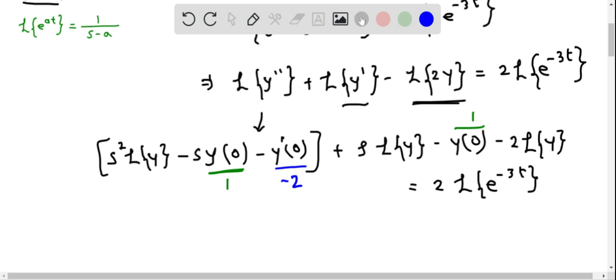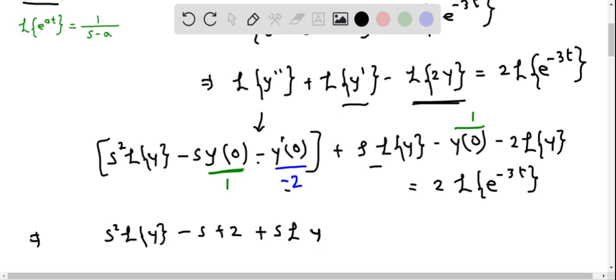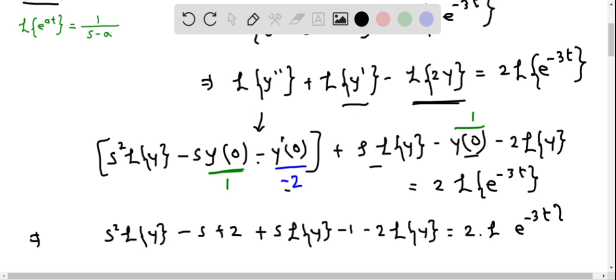So let's simplify. So this implies we have the first term as s squared Laplace transform of y. And then s times 1 is negative s. Then negative of negative 2 is positive 2. Plus we have this term s times Laplace transform of y, and then this is replaced as 1, so it becomes negative 1 minus 2 times Laplace transform of y, and this equals 2 times Laplace transform of e raised to the power of negative 3t.